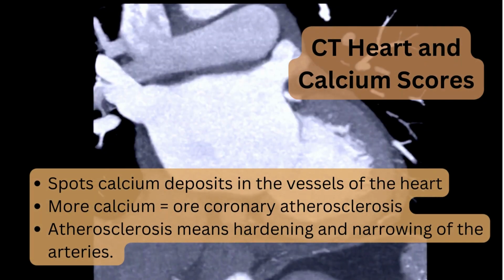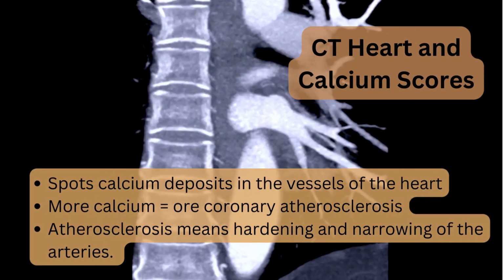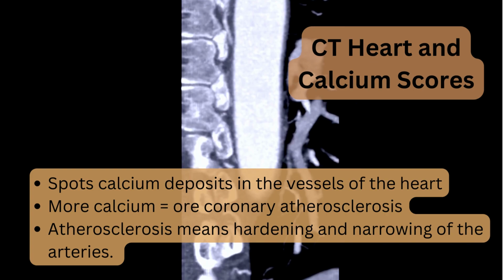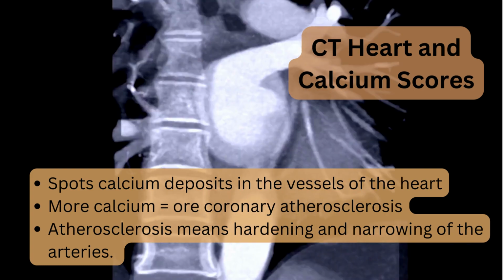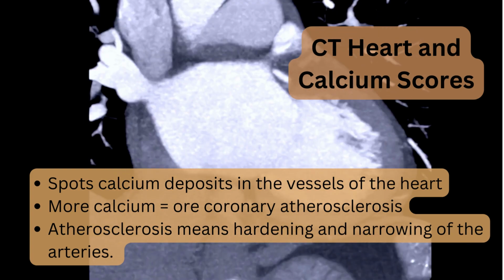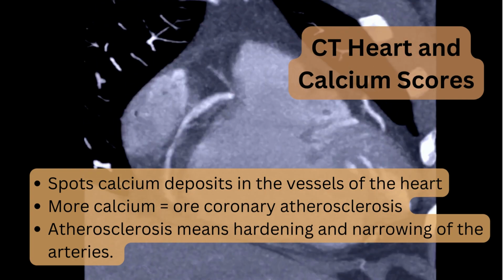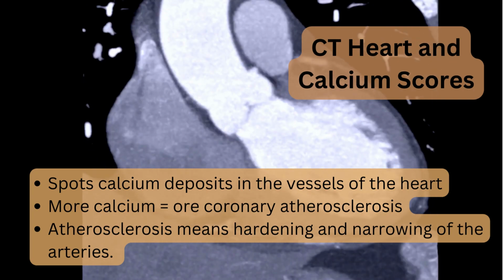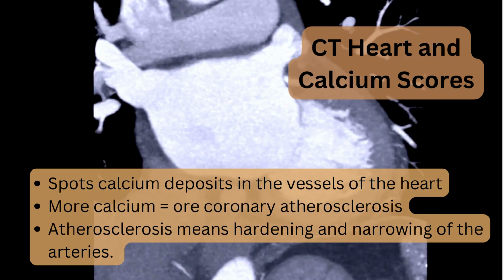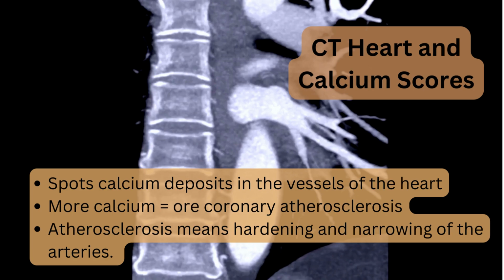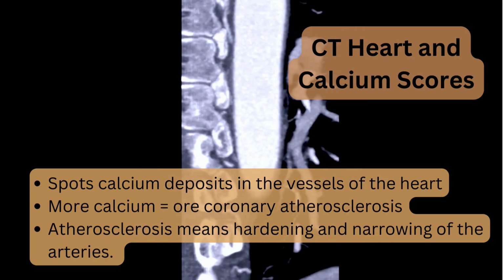CT heart and calcium scores. The computerized tomography or CT of the heart, along with the calcium scores tests, help spot calcium deposits in the vessels of a patient's heart. More calcium means more coronary atherosclerosis, which is the hardening and narrowing of arteries. These tests help identify patients who are at a higher risk of developing heart diseases.